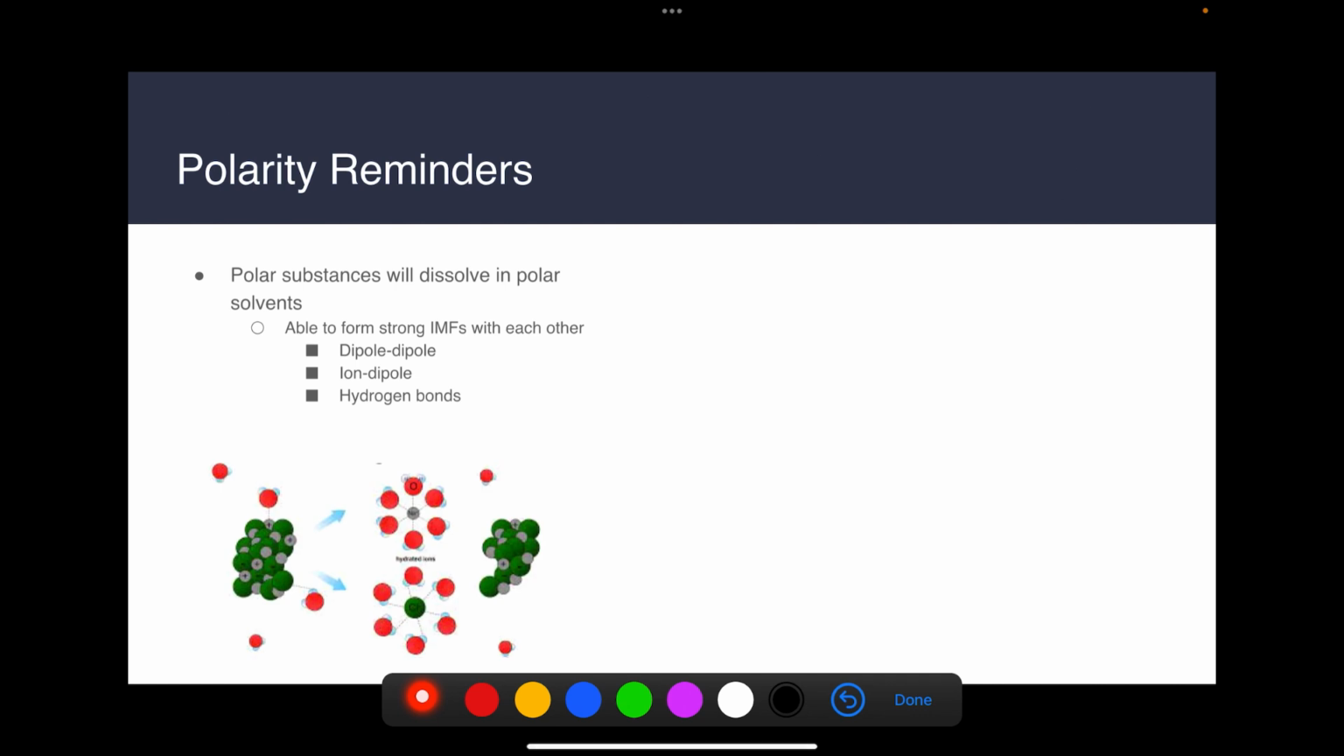Here's a picture representing the dissolving of NaCl in water, where we have ion-dipole interactions forming. Recall that the water molecules are able to attract to the different ions. Here we see the negative ends of the water molecules being attracted to the positive sodium ions, therefore forming ion-dipole interactions. Here we see the positive ends of the water molecules attracting to the negative chloride ions, forming, again, ion-dipole interactions.